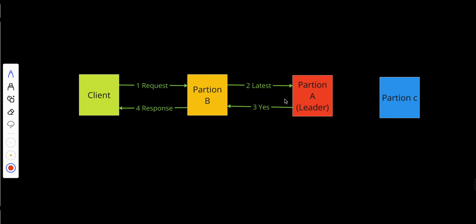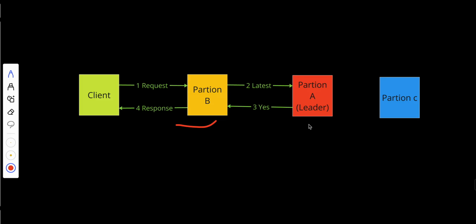Okay, let's take an example to understand how this works. Let's assume that we have a client. The client request is sent to the nearest zone. Let's assume it's partition B, which is a follower, not the leader. The follower, partition B, will ask the leader for the latest timestamp. The leader responds with the current timestamp.